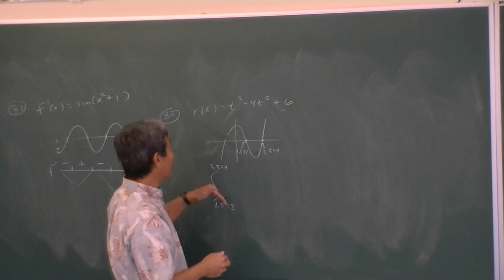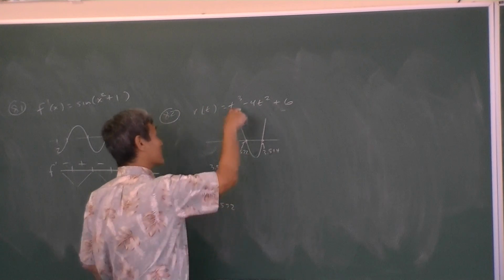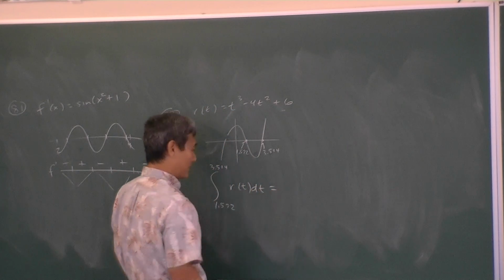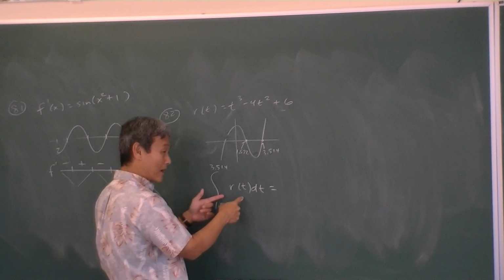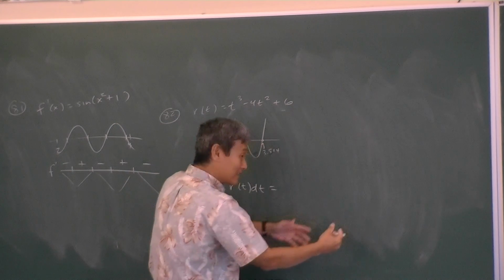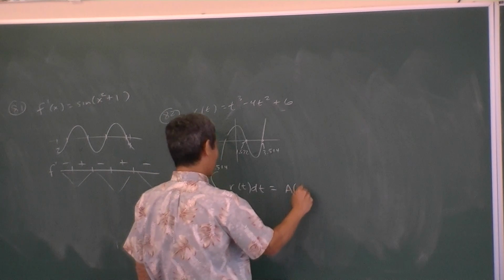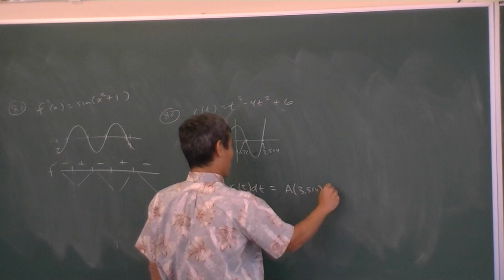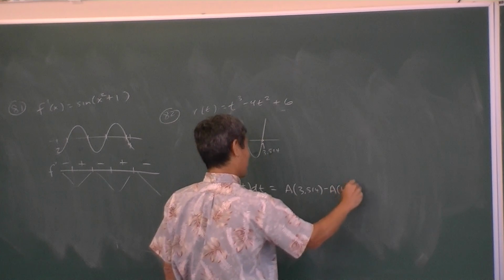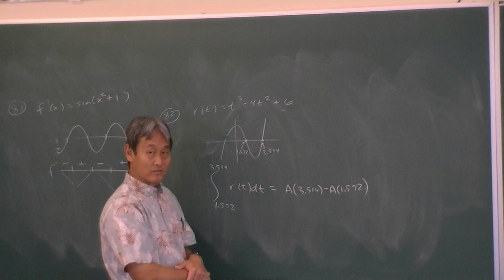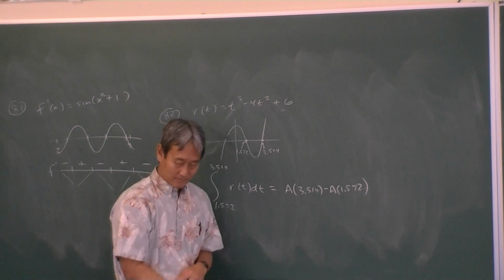Now if you want the change in altitude, this is code red basically. You have to integrate the derivative of altitude, which is this. Right? Because if this is the derivative of altitude, when you find the antiderivative, you're going to get the altitude. What do we call altitude at 3.514 minus the altitude at 1.572. Right? And doesn't that give you the change in altitude? Yup.